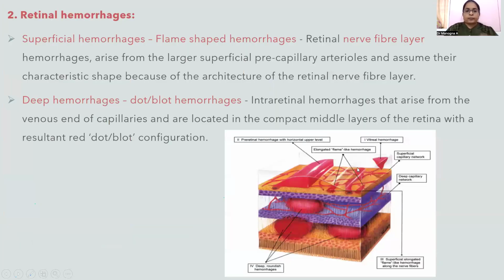The next clinical sign you should know is retinal hemorrhages. Among hemorrhages, you should just know about superficial and deep hemorrhages. This image shows both. Superficial hemorrhages, otherwise called flame-shaped hemorrhages, are seen in the nerve fiber layer. They are due to leaks from the larger capillary arterioles. The one I'm highlighting here is superficial. And the deep hemorrhages, the one I'm highlighting there, are in the deeper layers of the retina. Deep hemorrhages are called dot and blot hemorrhages. You see them in a tiny dot-blot configuration.